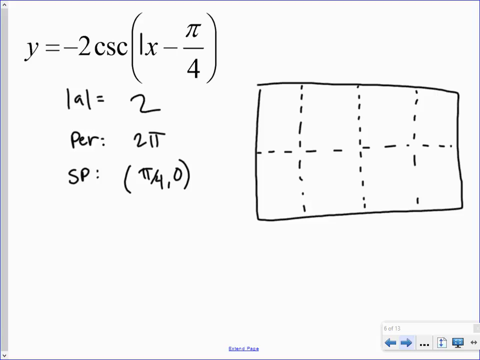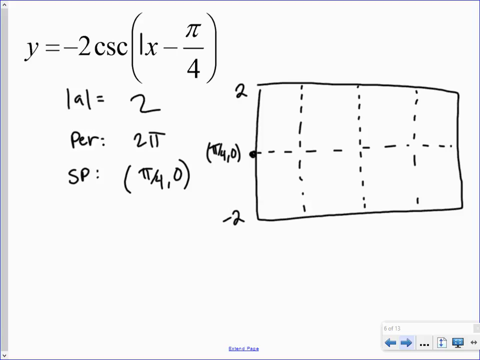So if I were drawing the frame, I would start at my starting point, pi over 4 comma 0. I would use Sammy's absolute value of A to build it vertically. So looking at the y coordinate of 0, I would add 2 and subtract 2.